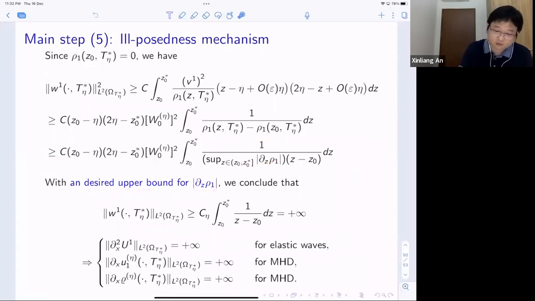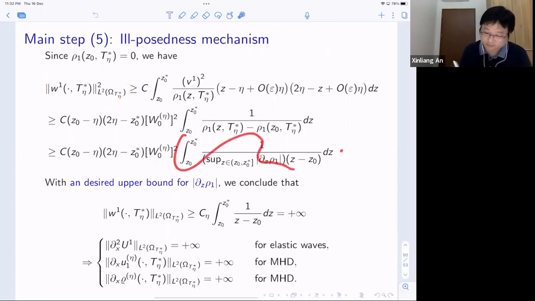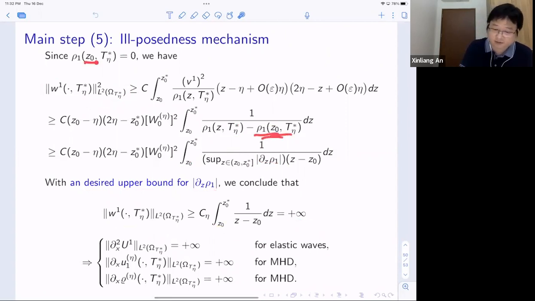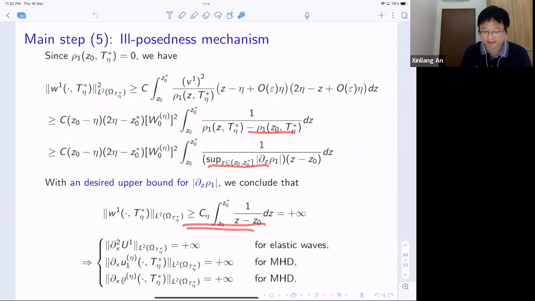So which means the L2 norm of W1 will have a lower bound, which will be precisely here. So this has a positive lower bound, and this gives us infinity. As we can see, the crucial thing is that there is a shock here. It is because this quantity is zero that we can insert the zero and have the divergence of the L2 norm.